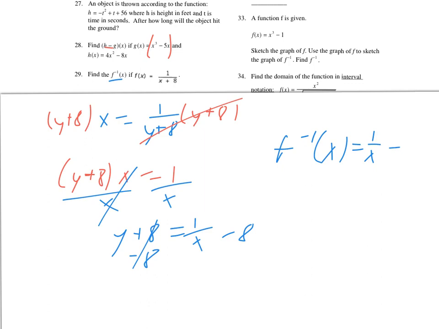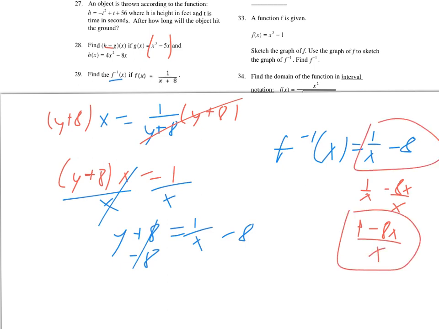Now, if it was free response, that's fine. You can leave it like that. But if it was multiple choice and that answer wasn't there, you could make a common denominator there. And so you could make this 1 over x minus 8x over x. So you could also say it's 1 minus 8x all over x. I'd say both of those answers are acceptable. So just multiple choice, find one of them.